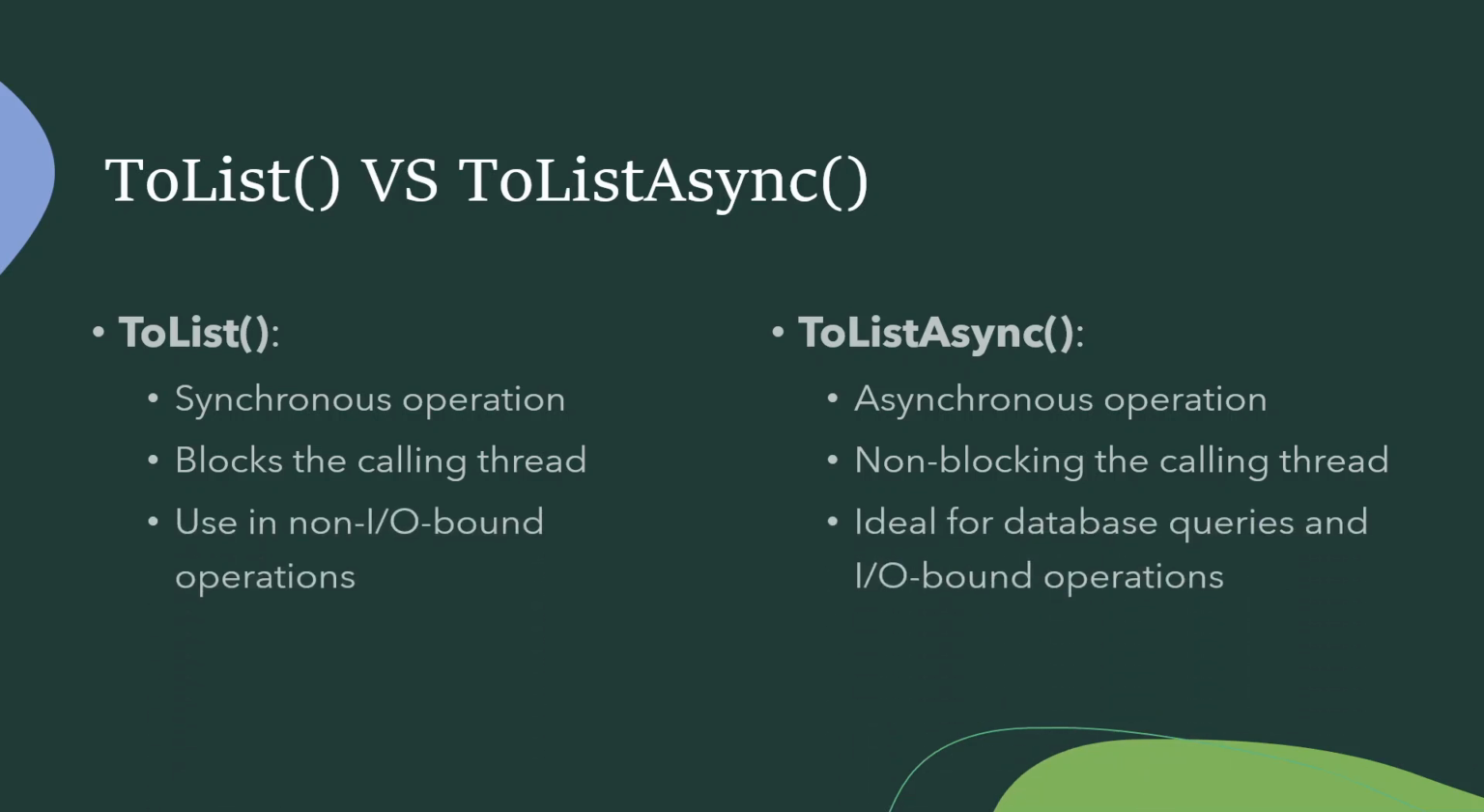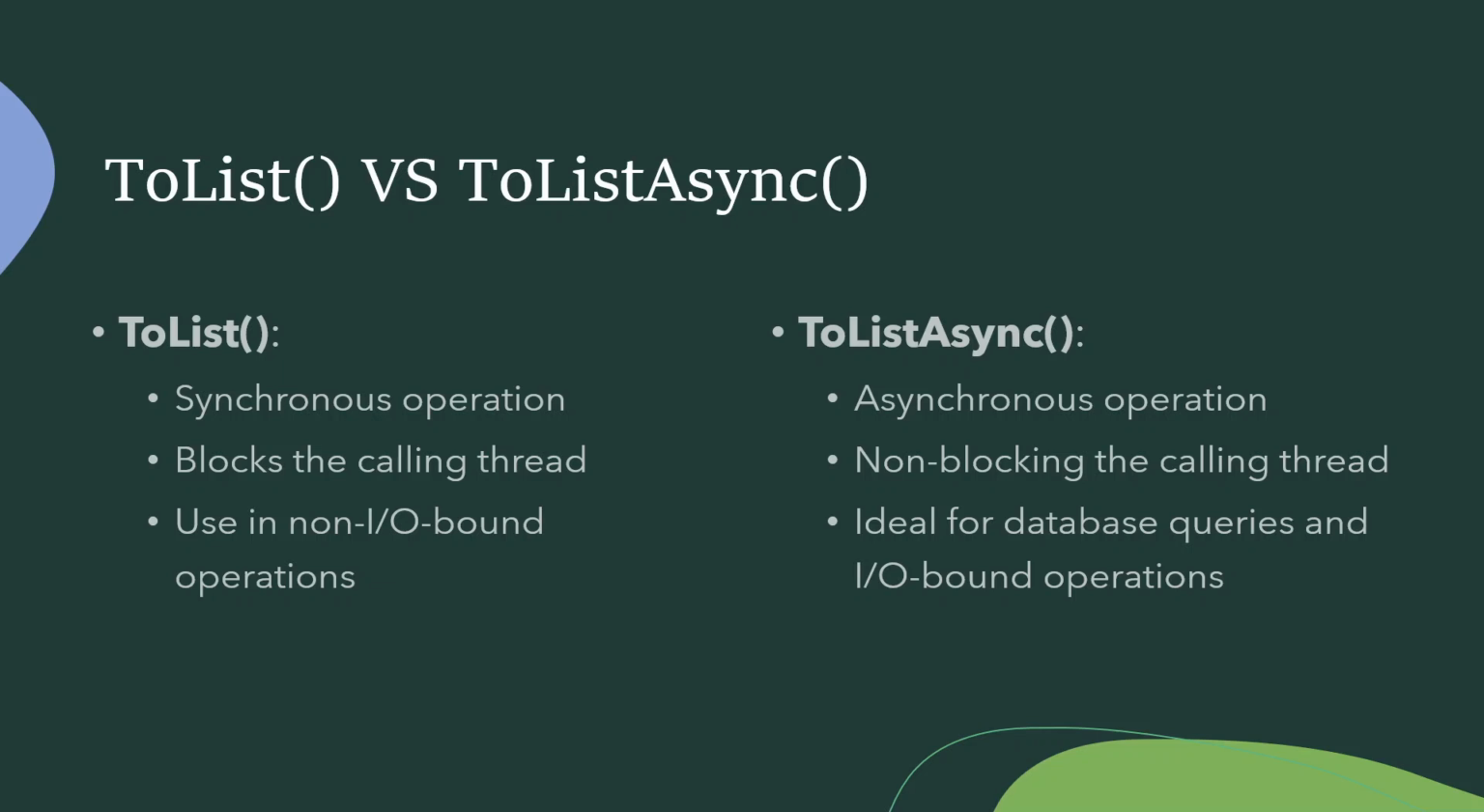ToList. Use in non-I/O-bound operations. It's best used when you're working with data that's already in memory and you don't expect any delays. ToListAsync. Ideal for database queries and I/O-bound operations when fetching data from a database or performing network operations. Using ToListAsync helps keep your application responsive by not tying up the main thread.